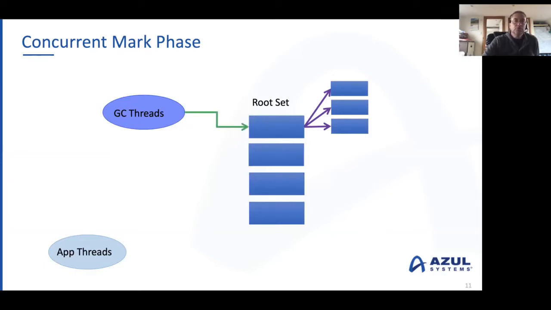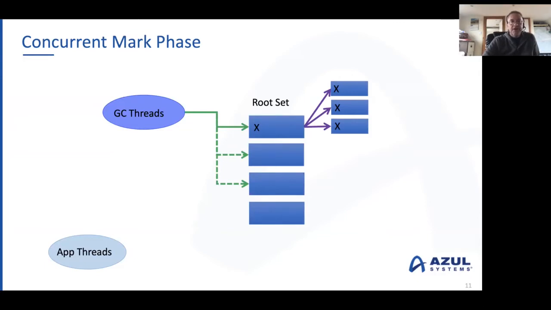So the garbage collector will start working through the root set, and it will set the bit in the object header to indicate that this object is in use. And then it will follow the references and do that throughout the whole graph. Because the root set is independent objects, there's no contention, so we can do that in parallel. The application threads are running at the same time.